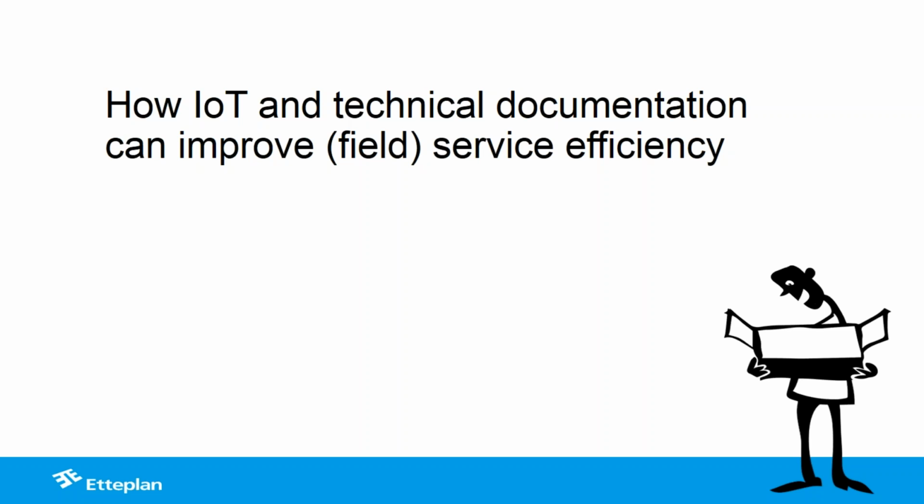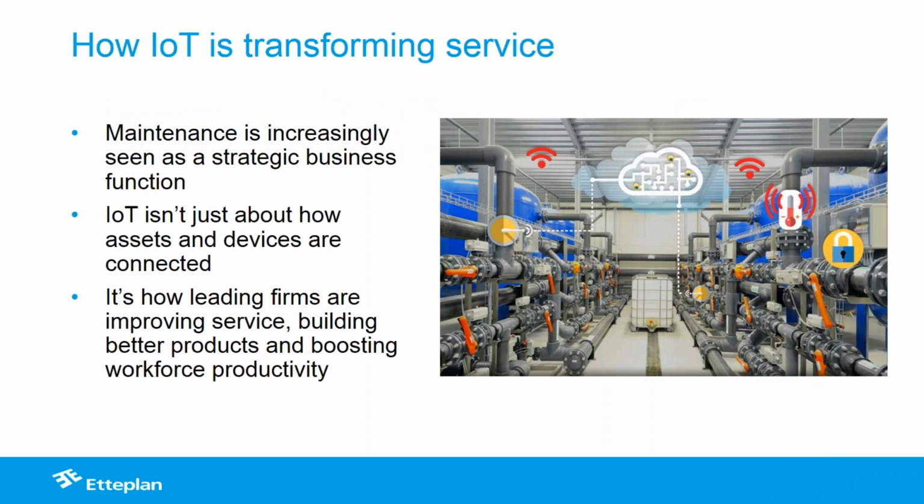But in order to understand that, we first would like to dive into how IoT is actually transforming service. Service, and I say service now, but you can also call it maintenance, aftermarket or after sales, is increasingly seen as a strategic business function. A lot of companies sell their products almost sometimes at cost and have their profitability come actually from their service business. So it's more and more seen as a strategic business function.